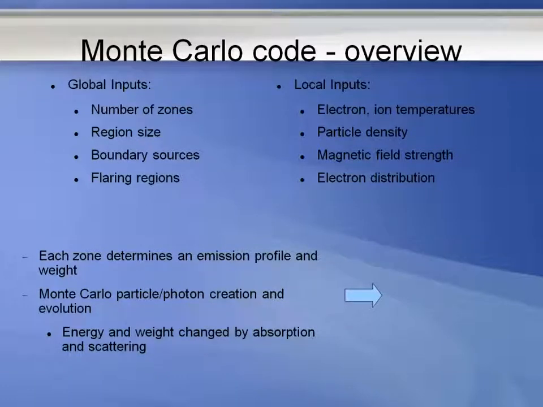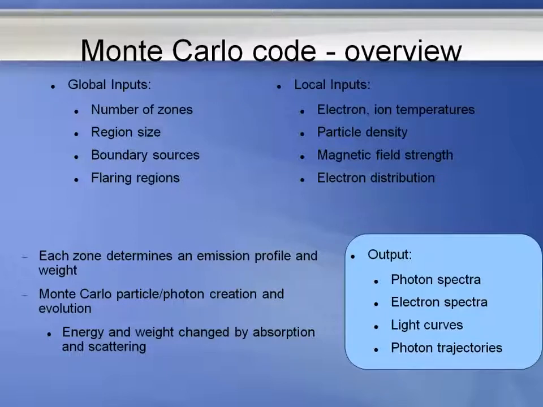During each time step after emission, the energy and the weight of the photons are changed by absorption and scattering. That is, the photons propagating through the region are allowed to interact with particles or with the magnetic field for synchrotron absorption and processes of that sort. And then the output would include photon spectra, the electron spectra, light curves through time, a fully time-dependent code, and there's photon trajectories, which of course is very interesting because you can then see what is actually being emitted along our line of sight versus what is the overall luminosity from the region.